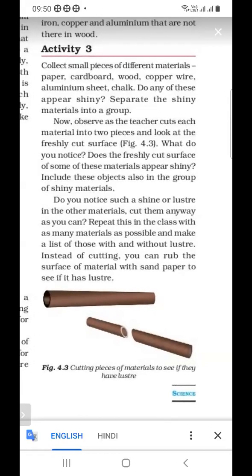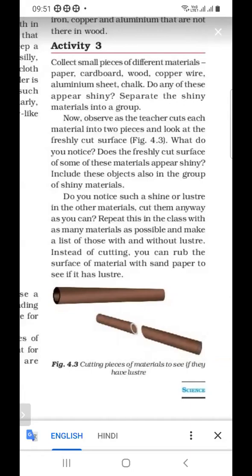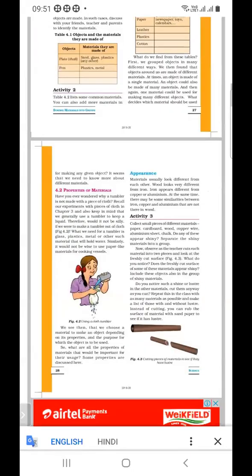We can find it with the help of two things, either with the help of sandpaper or with the help of cutting the material. तो अगर हम कट करते हैं बीच में से कटिंग सरफेस पे अगर शाइनिंग है तो इट मींस लस्टर्स है, अदरवाइज इट डज नॉट कंटेन लस्टर्स. और उसको अगर हम सैंड पेपर से रब करते हैं, सैंड पेपर से रब करने के बाद अगर वो शो कर रहा है शाइनिंग सरफेस, इट मींस इट हैज लस्टर्स, अदरवाइज इट डज नॉट हैव लस्टर्स. And this is the property of material.